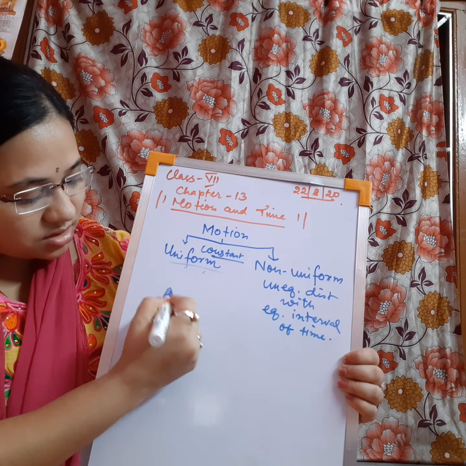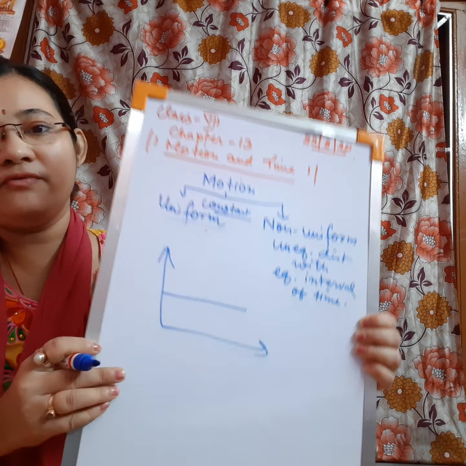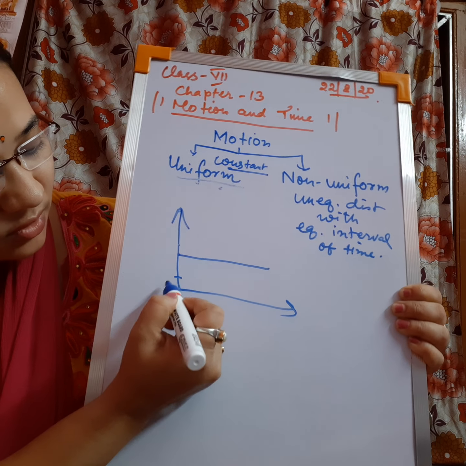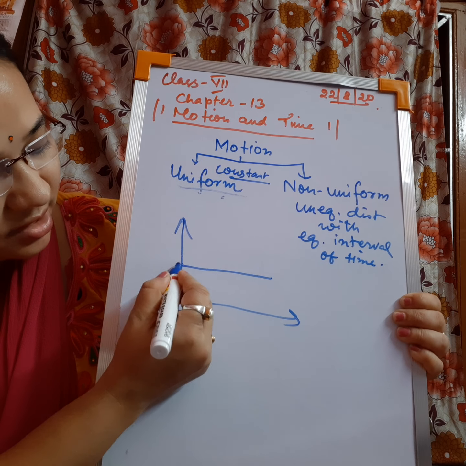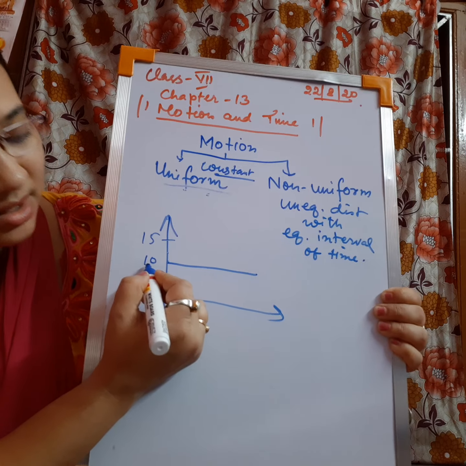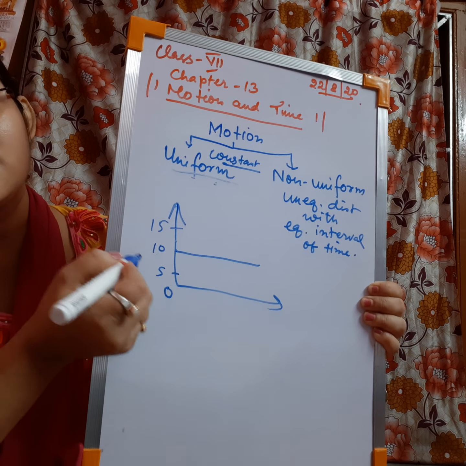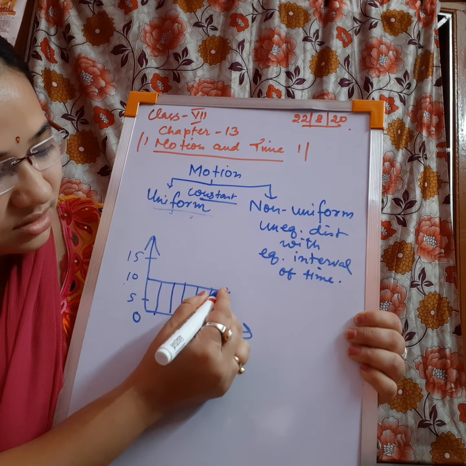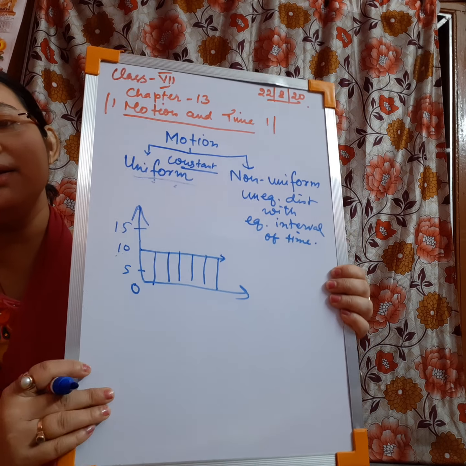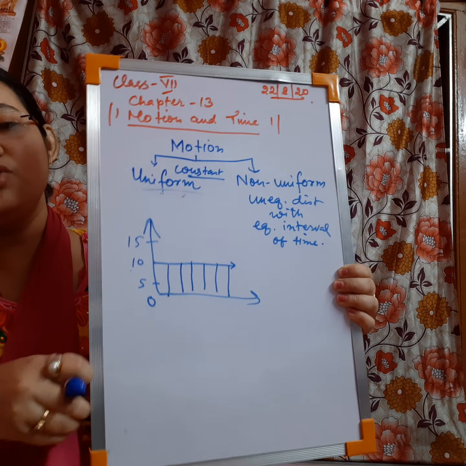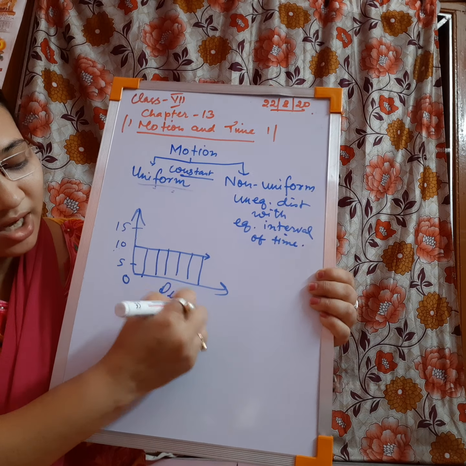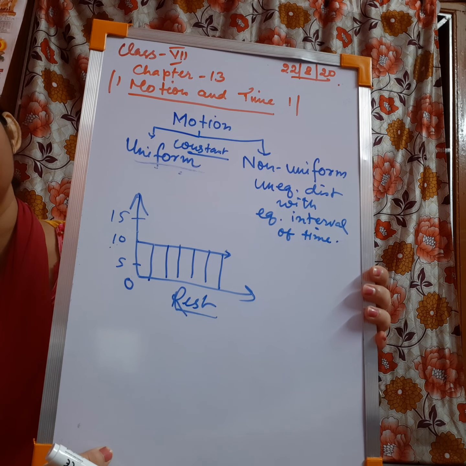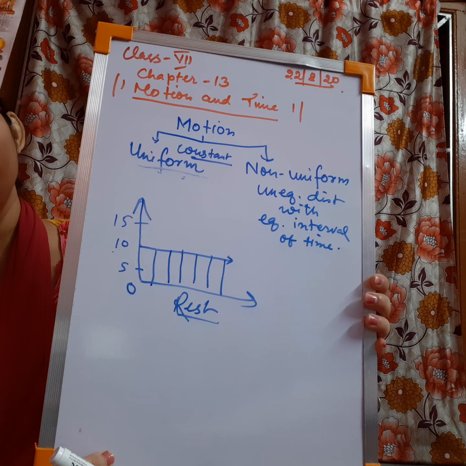Now, one more graph I can show you, that you will see in your book. That's this graph. Okay, in this graph, see, distance is the same. Distance is suppose 0, 5, 10, 15. See, the body is at 10 meters only. This is the distance. So the body is at 10 meters, but the time is changing. That means time is changing, but the body remains at the same place. That means this body is said to be at rest. Okay, because time is increasing, but the position of the body is not changing. That means in this case the body is said to be at rest.